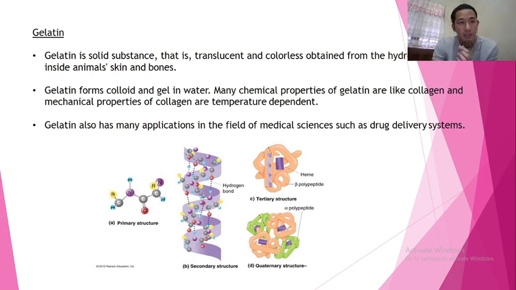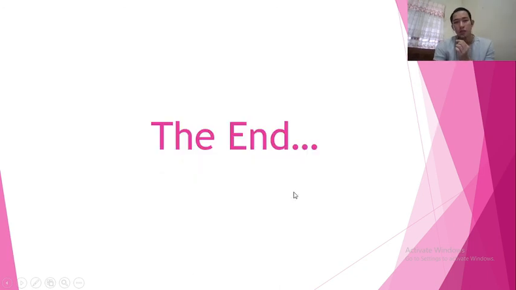So you can see that gelatin has primary, secondary, and also quaternary structure. So that's all from me.